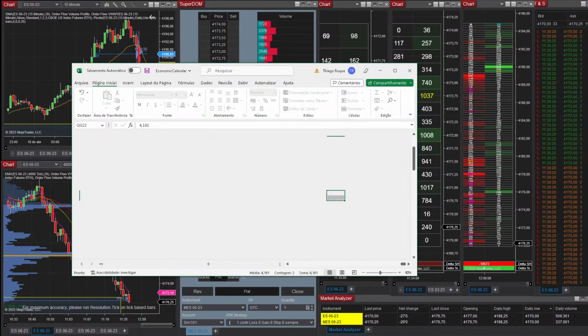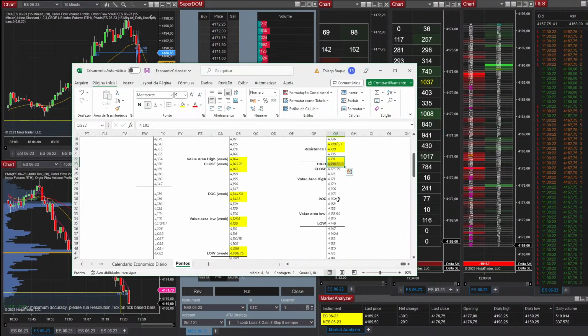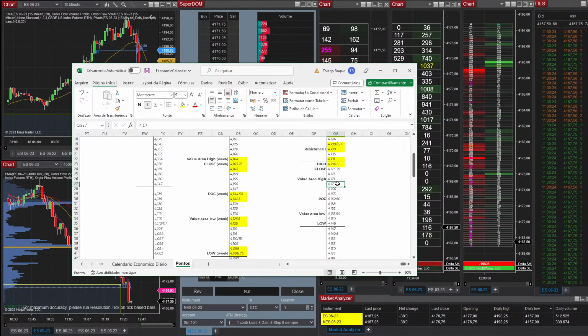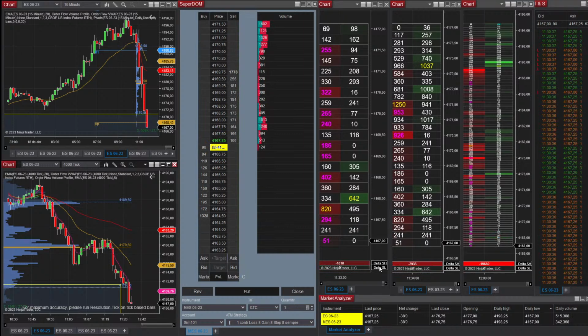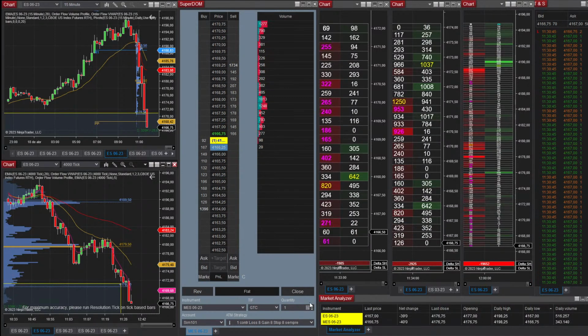Just putting in here the levels below, under the 70: you have 66, 63, and yesterday's point of control at 62.5. We just reached 66, we're pretty much there. Then we have 63. Let's see if we're going to see any action at 63.